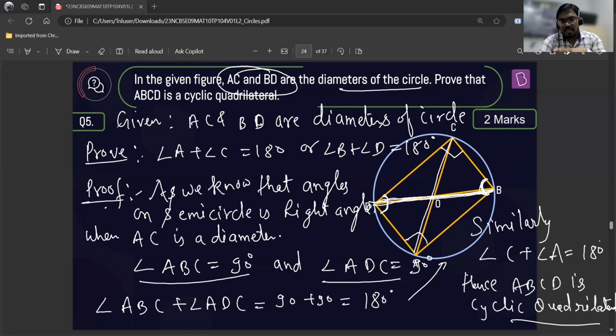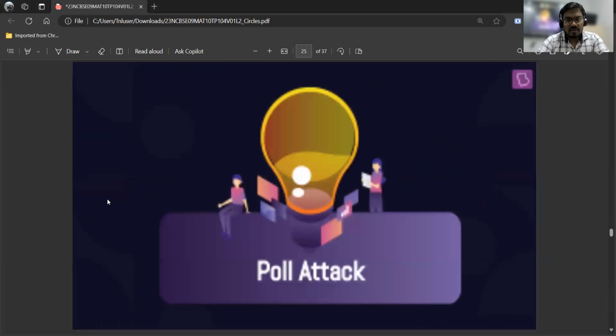If the quadrilateral is cyclic, then its opposite angle sum is 180. If the opposite angle sum is 180, then it is cyclic. Simple. Both are converse of each other. All right, I hope you have done. Please take a note of this one. So let me clear this screen and move on to the next question.